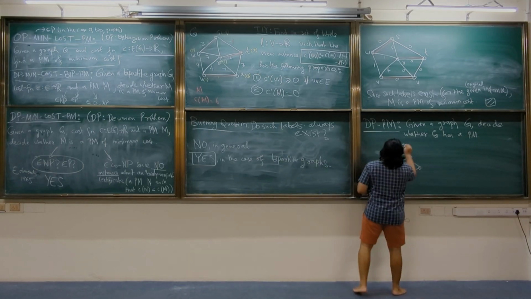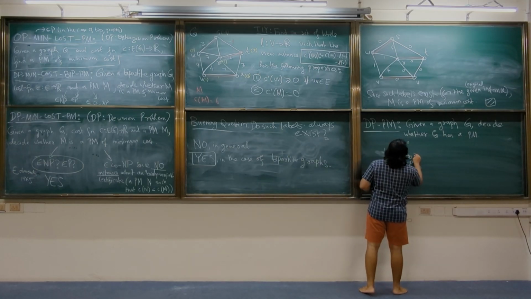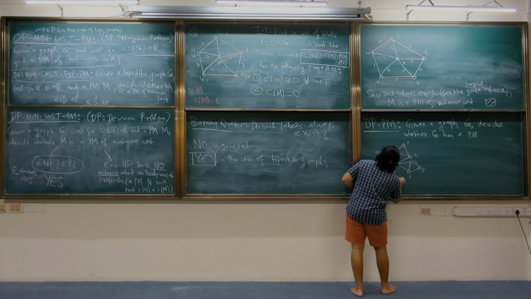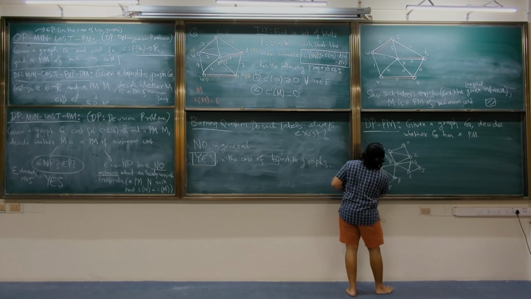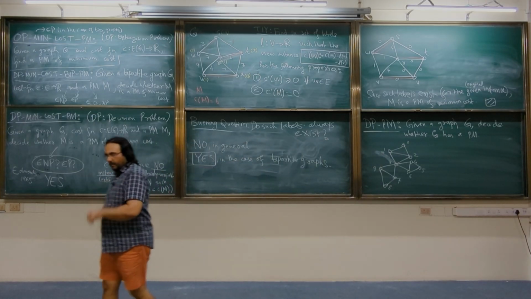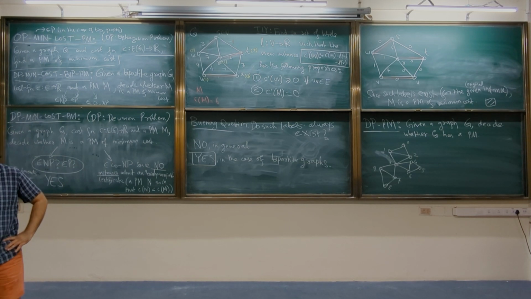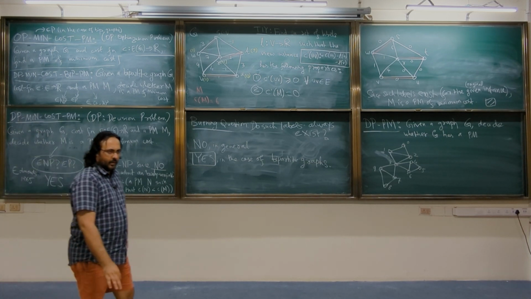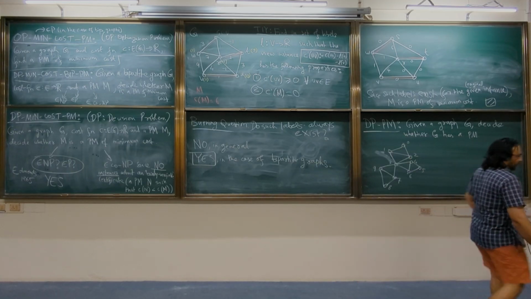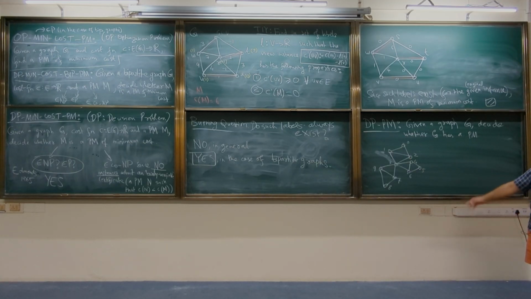In the meantime, I'll start labeling the vertices. 0, 1, 2, 3, 4, 5, 6, 7, 8, 9. It has 10 vertices, 0 to 9. And does it have a perfect matching? Can we find it? No, nobody found it. Okay. So the question is, how do you convince somebody that there is no perfect matching?